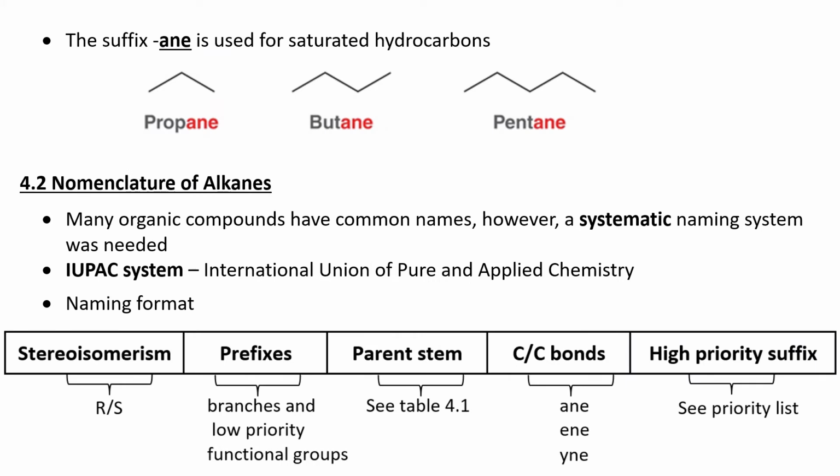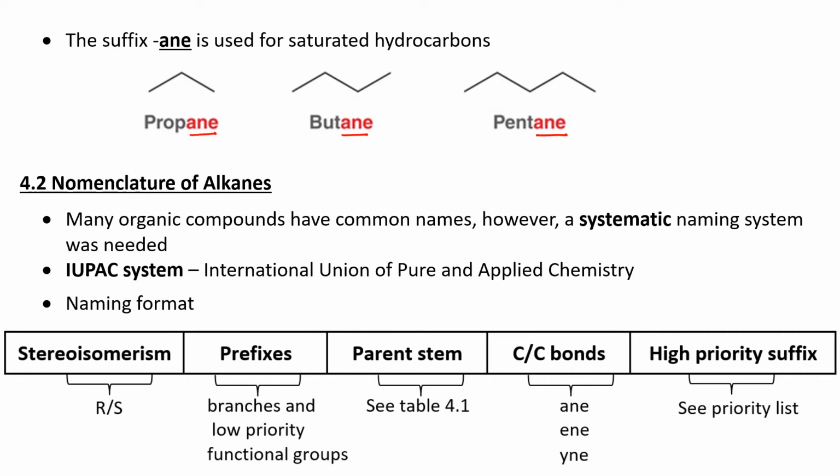Whenever we name hydrocarbons, we use the suffix -ane. Now, earlier in the semester, I'd asked you to familiarize yourselves with the names of the straight chain hydrocarbons, and this is where we need to know that. So make sure you know the names for the straight chain hydrocarbons containing carbons 1 through 10 in their chain length.